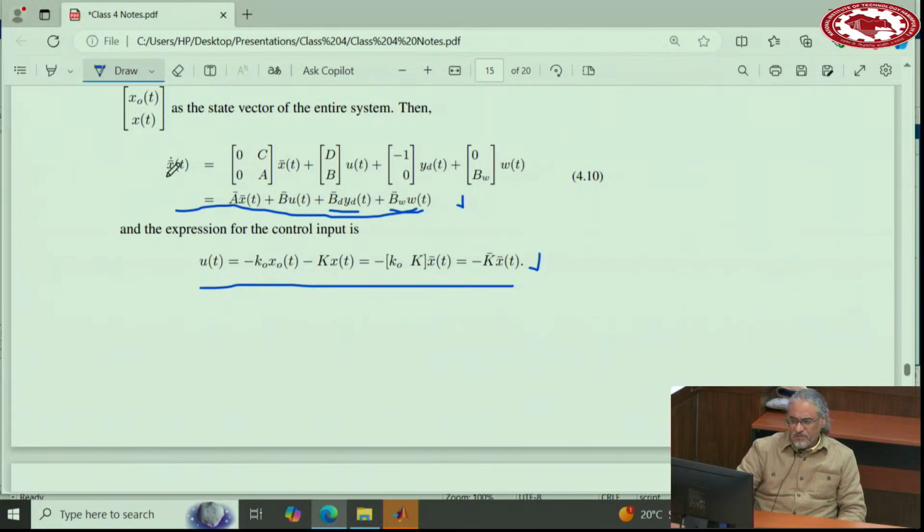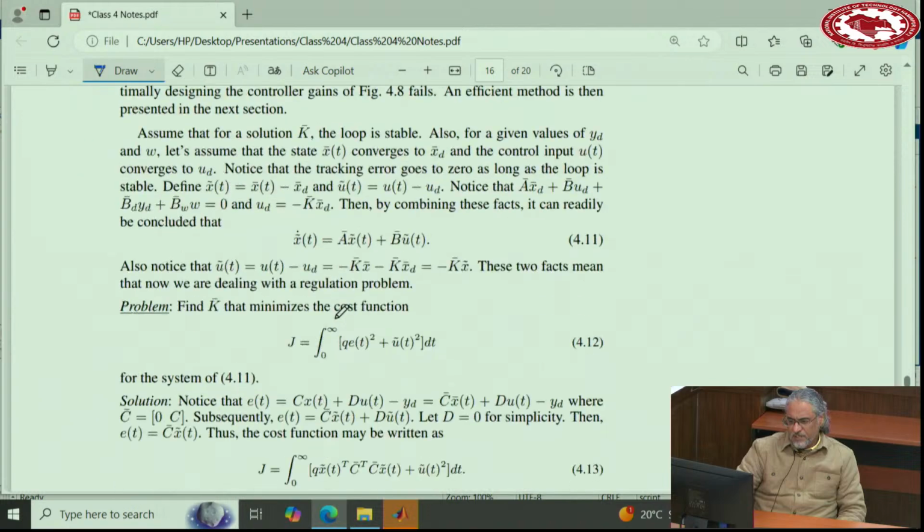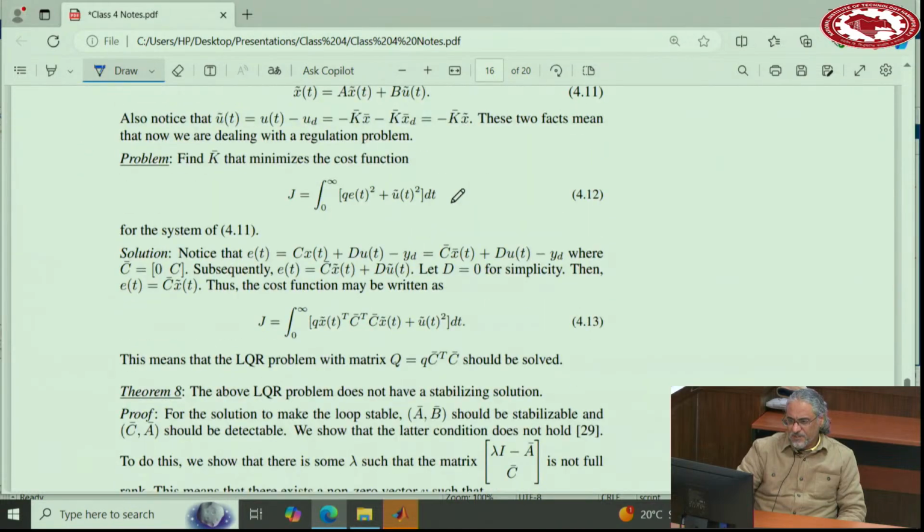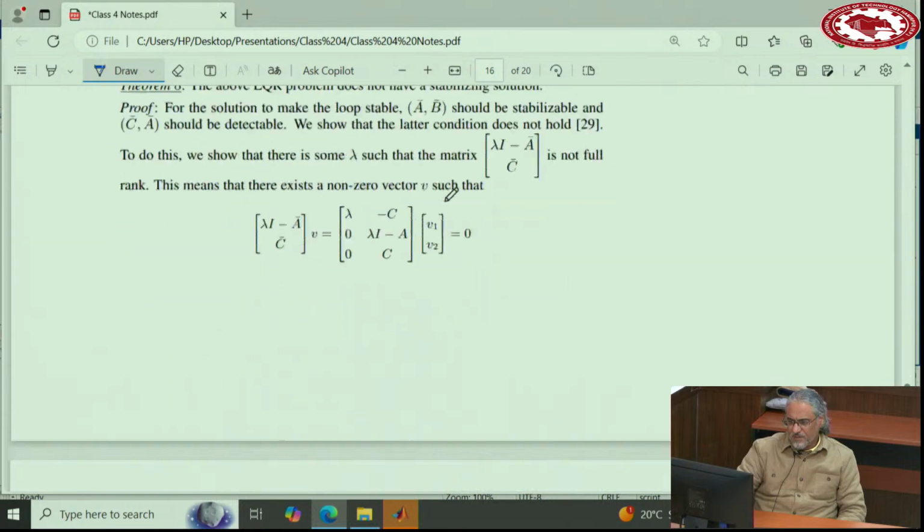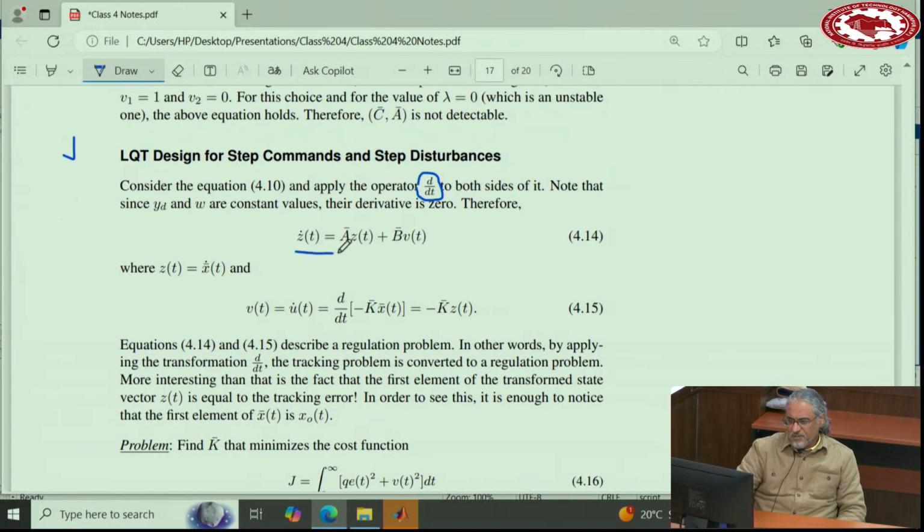And then now you have the derivative of this. Let's call the derivative of x equal to z, and the derivative of u equal to v. So you will get these equations. z dot equals A bar z plus B bar v, and then v is the derivative of u, which is the derivative of this state feedback, so it becomes K bar times z. So now we converted that problem into a regulator, LQR problem, using this approach.